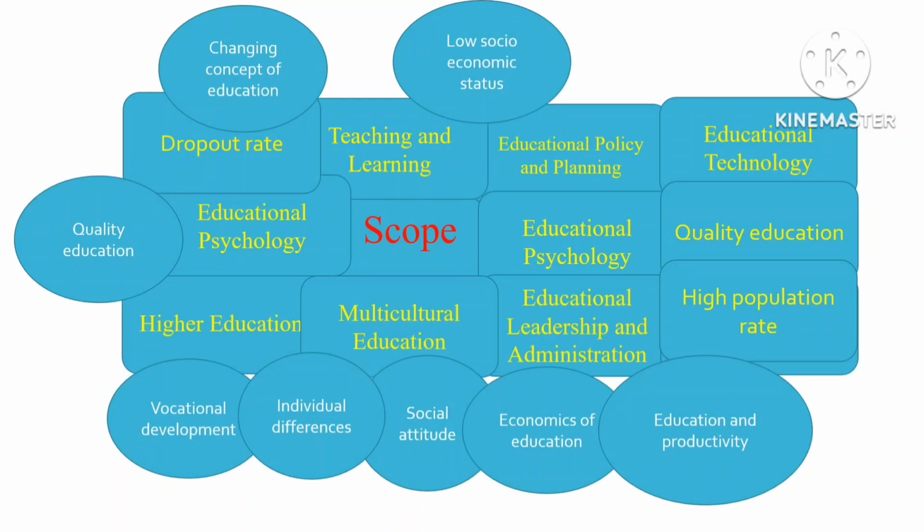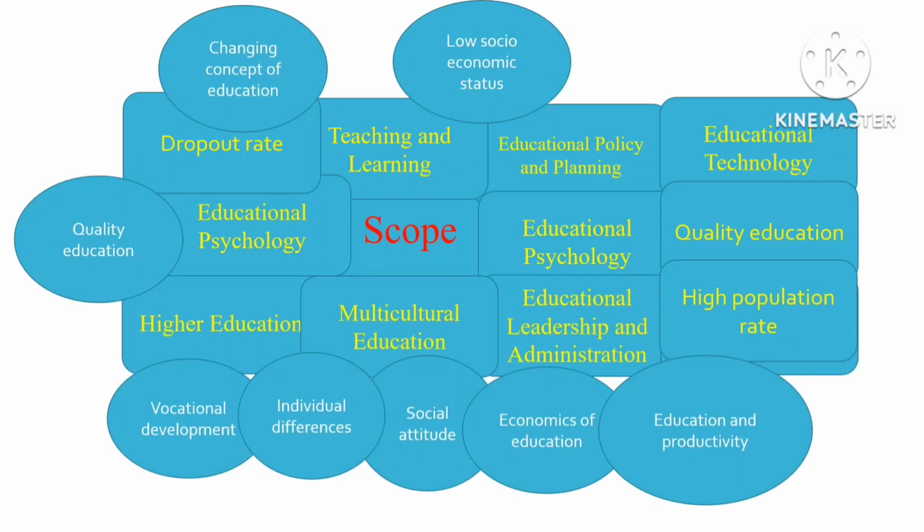It also includes high population rate, in which provision of facilities for large population is explored. It also includes low socio-economic status, in which you can say that research is used to enhance the status of the poor. It also includes different areas like vocational development, and economics of education, which deals with the study of increasing budget.